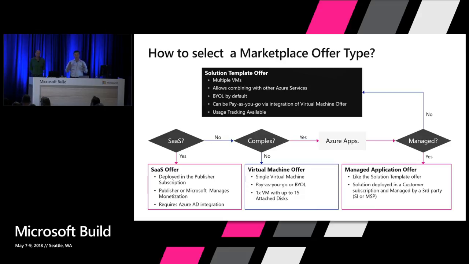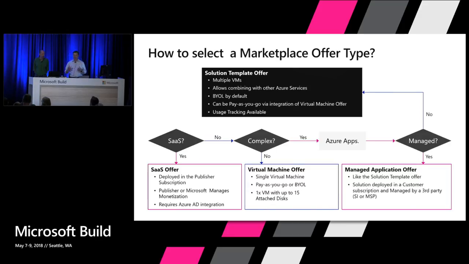Okay? The next step, if it's a complex application, is you need to choose whether it's going to be managed or not managed. I just explained what managed applications are. So let's look at the top black box, where you see a solution template offer. That's the best option because it gives you the maximum amount of flexibility. It allows you to combine with other Azure services. It gives you the option to bring your own license, or you can also convert to pay-as-you-go by using the VM offer inside.